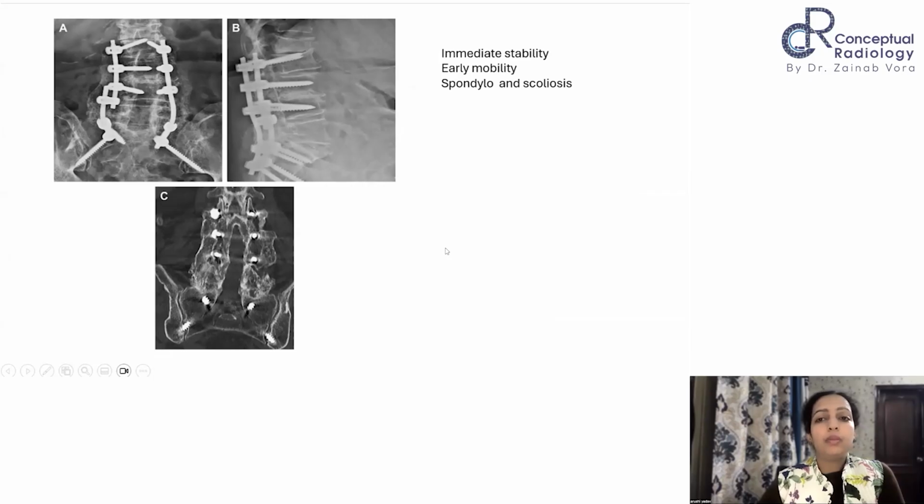Immediate stability, early mobility is something that you achieve with the stability construct, which is being done by PLIF, these transpedicular screws, and that is why it is one of the most commonly done. And this works well for both scoliosis and spondylolisthesis.